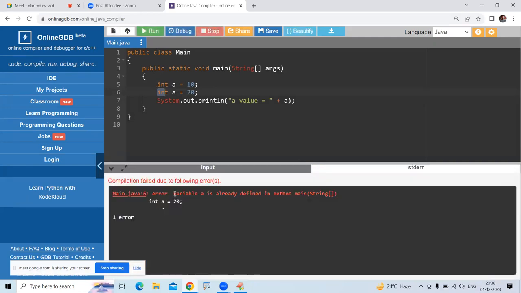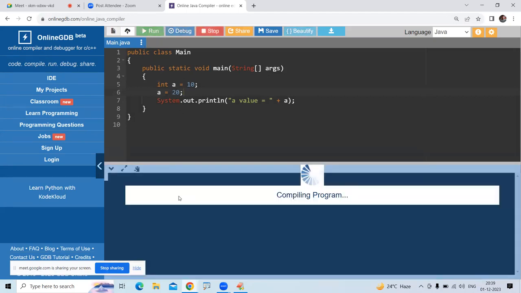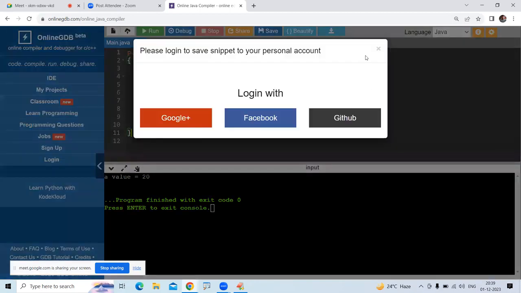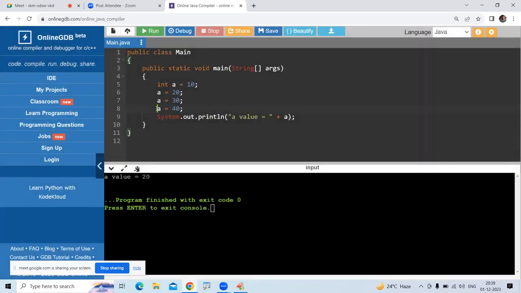Error message you will get: variable a is already defined in the method. Please don't write the second time. So here, remove this int. Then 20 will store. Output is a 20 will come. See, you keep on changing like this. A equals to 30. A equals to 40. When you are printing a value, only the final value present in a will print. So that a value 40 will print.